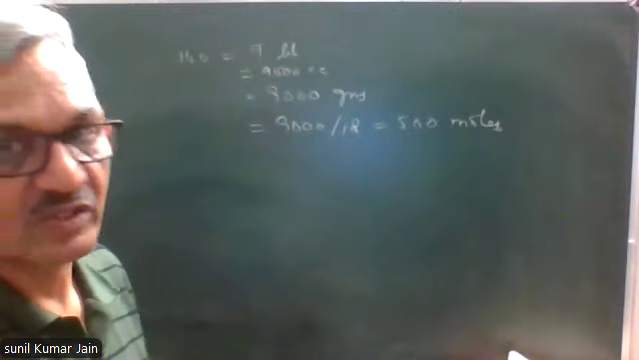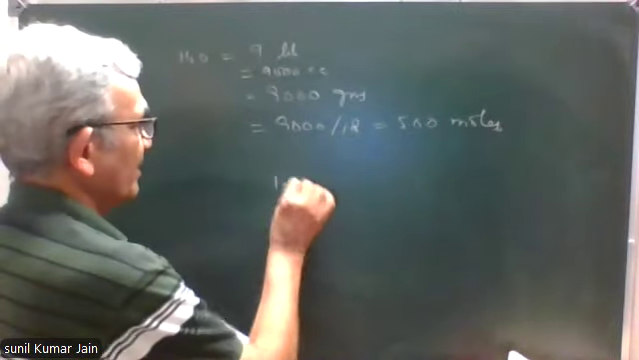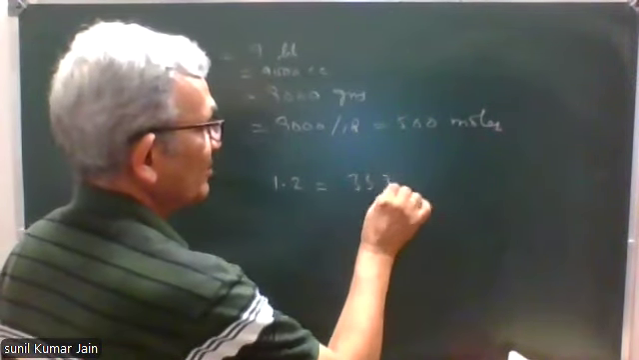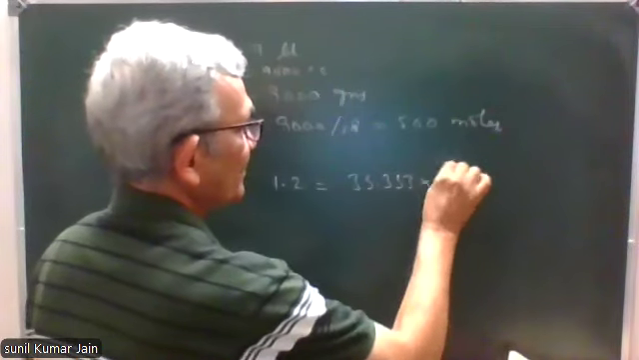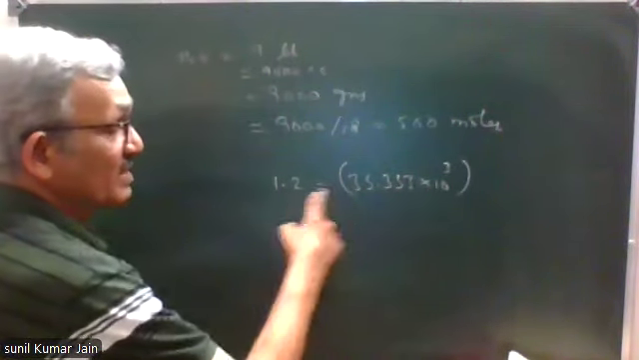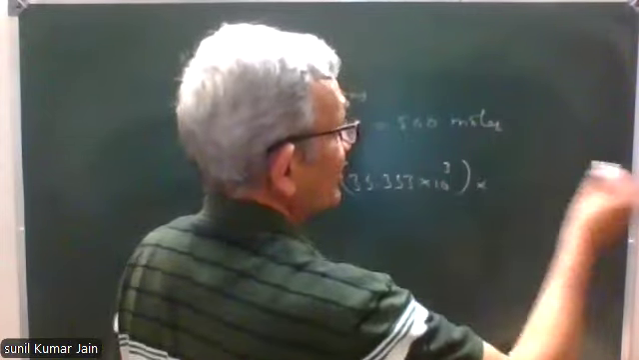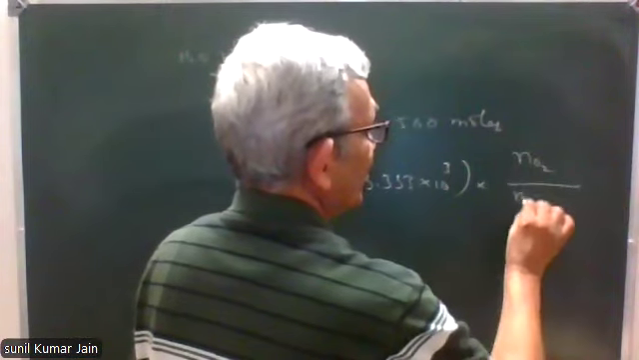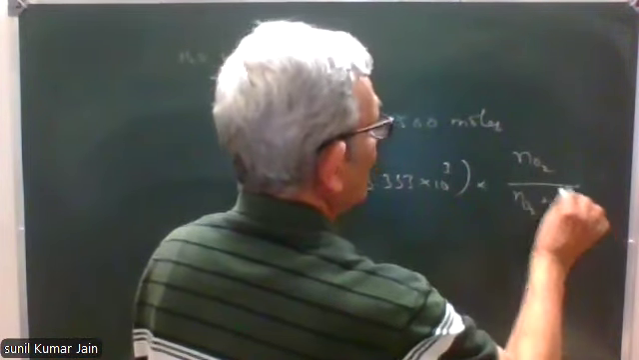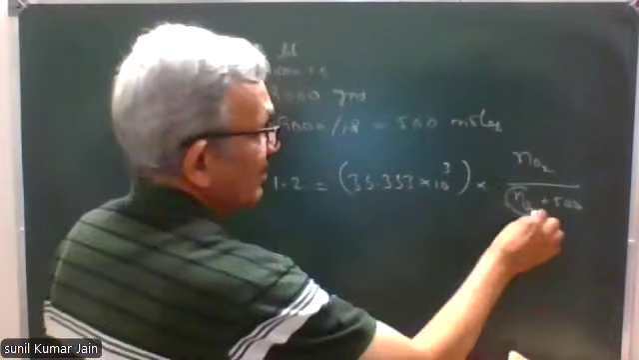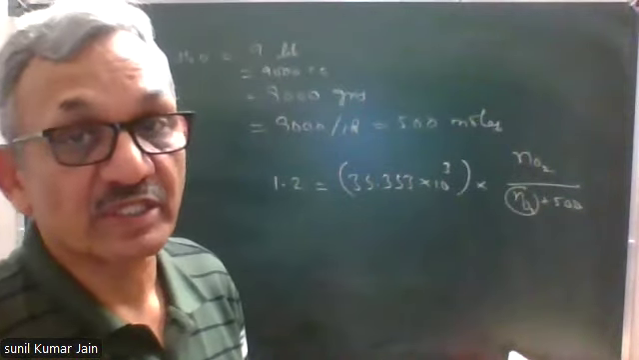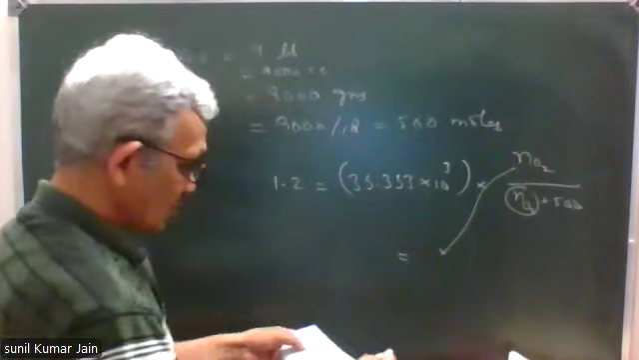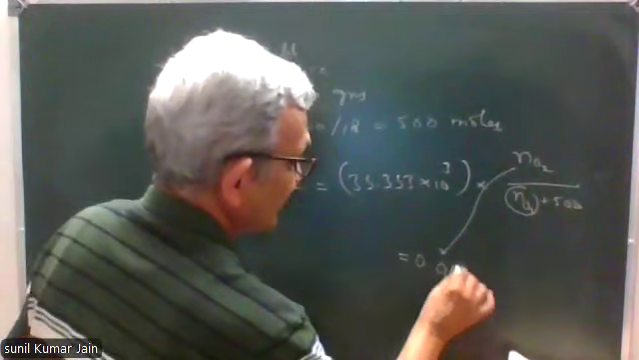Now I'll use Henry's law. According to Henry's law, the pressure of the gas, 1.2, is equal to KH, 33.333 kilobars converted into bars, multiplied by the mole fraction of oxygen. Mole fraction of oxygen will be nO2 divided by nO2 plus moles of water, 500. We can neglect the number of moles of oxygen in the denominator and calculate. This will come out to 0.018.